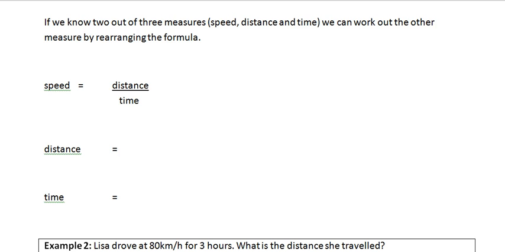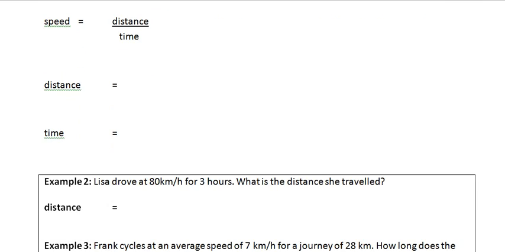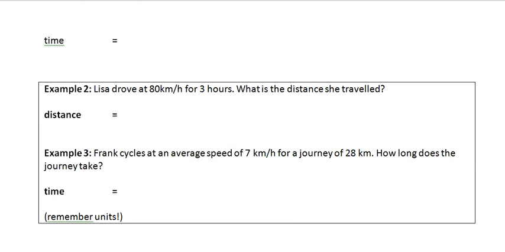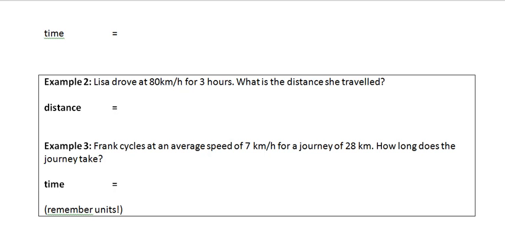So here's a couple of examples. Once you've got those formulas, speed is distance divided by time, distance is speed times time, and time is distance divided by speed, you can work out these two examples. The first one there is Lisa driving at 80 kilometers per hour for 3 hours. What's the distance she travelled? If you look to your formula for distance, it's speed times time. So speed, 80 kilometers per hour, times time, 3 hours.